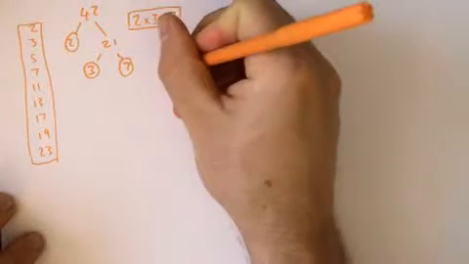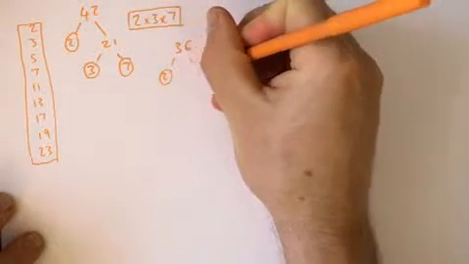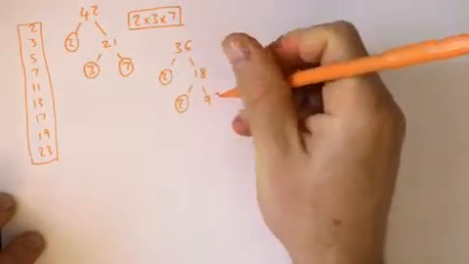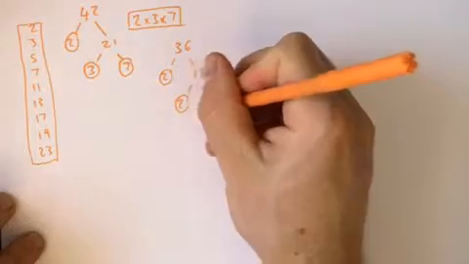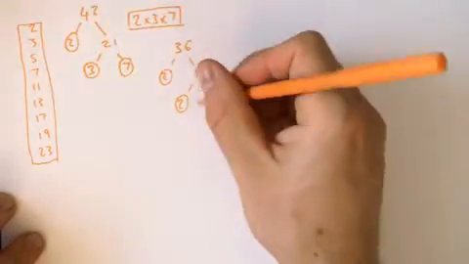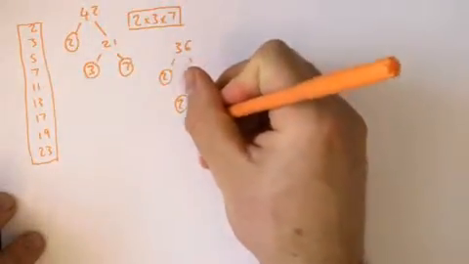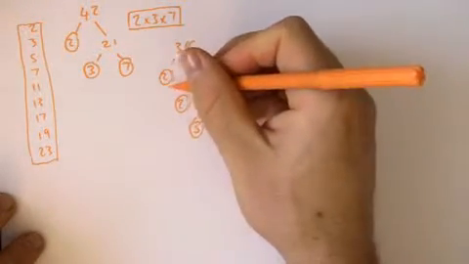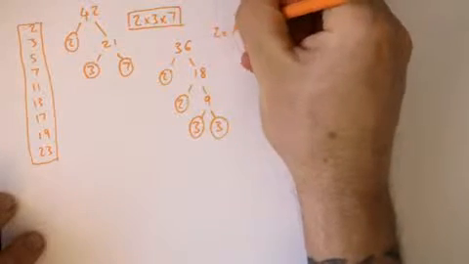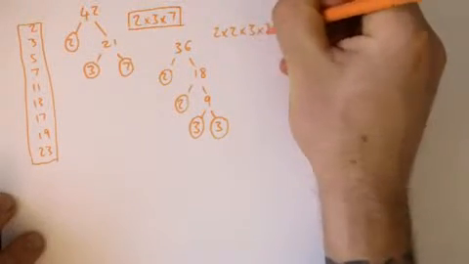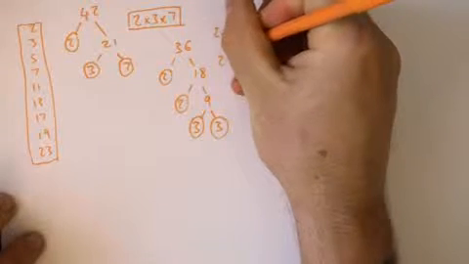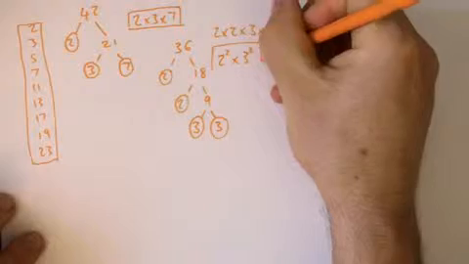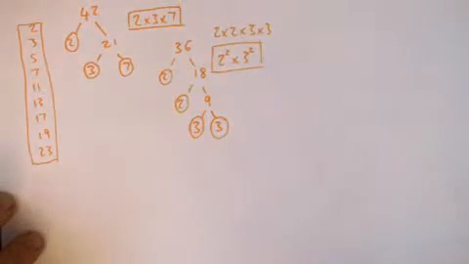36. That can be divided by 2, and that gives me 18. 18 can be divided by 2, which gives me 9. 9 is still not a prime number, so I need to divide that. I can't divide it by 2, so I divide it by 3. 3 is prime, and that leaves me with 3. This can now be written as 2 times 2 times 3 times 3, or 2 squared multiplied by 3 squared. So 2 to the power of 2 multiplied by 3 to the power of 2.